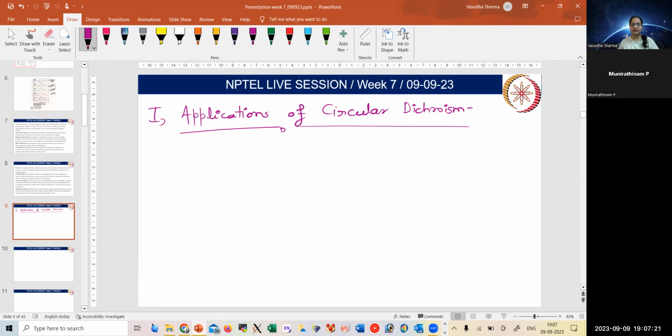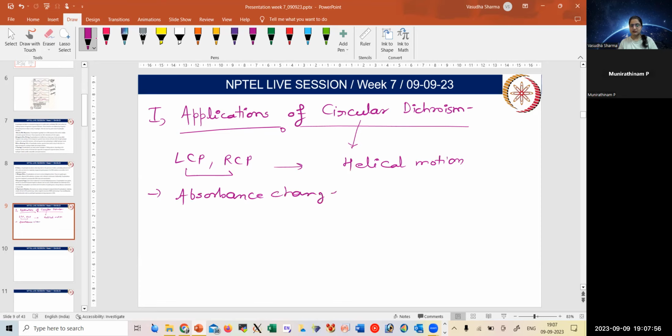Since it's been a week and we have not met, there could be a possibility that you have skipped circular dichroism or do not remember it, so I'll give you a brief of it. We talked about LCP and RCP, the left-hand and right circularly polarized light. Because of that, we got to know that they have helical motion, and due to the change in absorbance in the presence of a chiral material, that leads to circular dichroism. That means two kinds of absorbances would be happening.